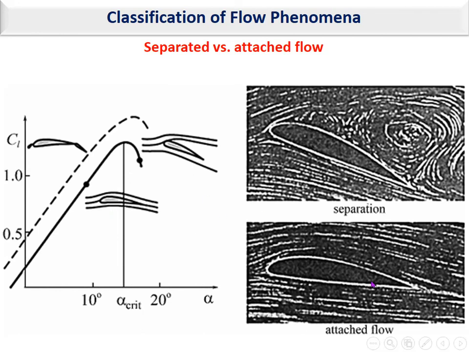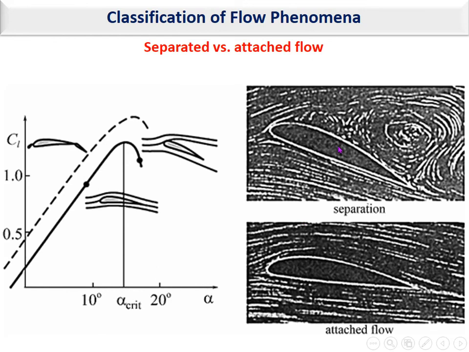For example, here an airfoil is shown at a low angle of attack. Angle of attack is the angle between the far stream velocity, the velocity which is coming here, and the line which is connecting the leading and trailing edge of the airfoil. You can see here the same airfoil at a larger angle of attack, and as the angle of attack is increased, there may be separation at the back side or upper side of the airfoil.